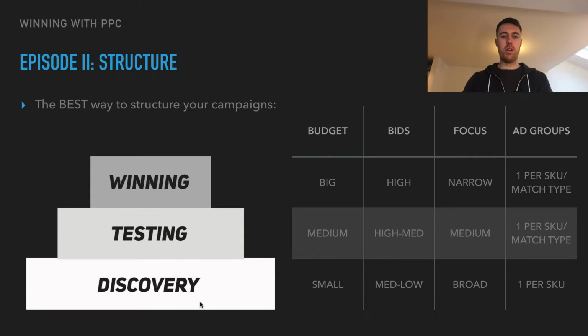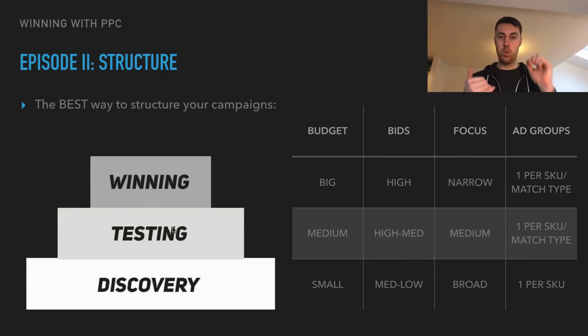So you see what we've got here at the base level is our discovery campaign. What I didn't have room to put in here is that this bottom campaign is your automatic targeting campaign, whereas the targeting for both of these top two, the testing and the winning campaigns, are both manual. So what we want to do is start with the discovery campaign first and make it an automatic campaign. And then what I would suggest is also creating a testing campaign and a winning campaign straight away.